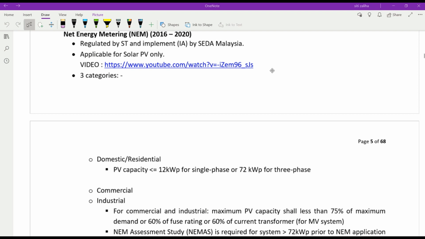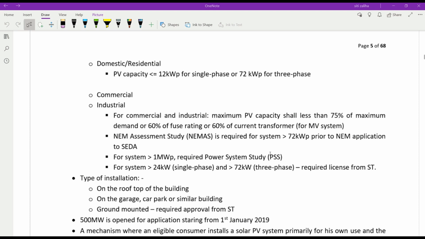For this NEM, we have 3 categories. Number 1 is domestic or residential, where the capacity is less than or equal to 12 kilowatt peak for single phase, or 3 phase can go up to 72 kilowatt peak. And then the commercial and also industrial. For commercial and industrial, the maximum PV capacity should be less than 75% of the maximum demand, or 60% of the user rating, or 60% of your current transformer, CT, for megawatt system.